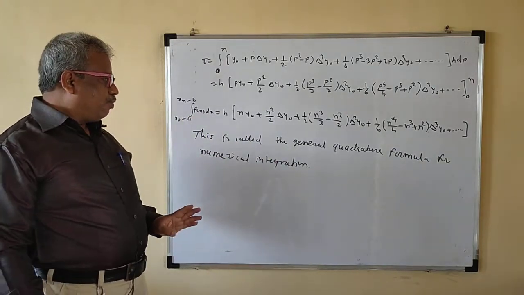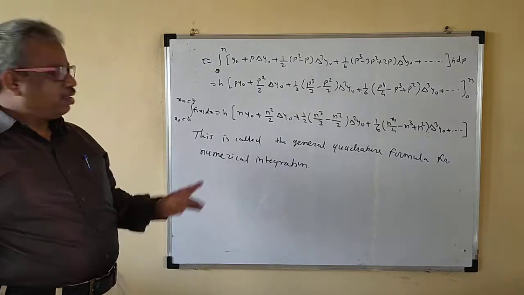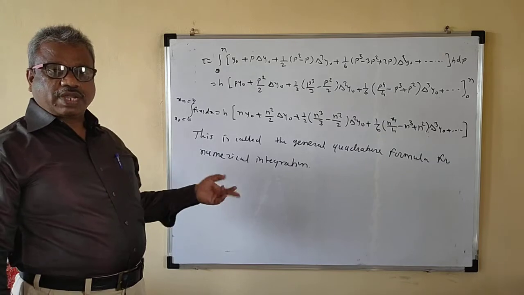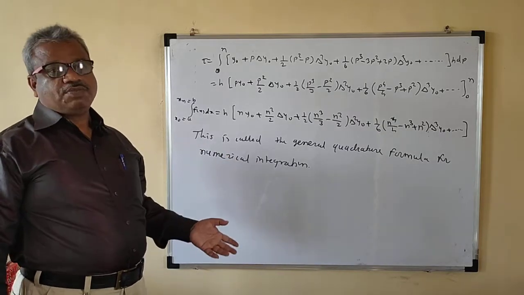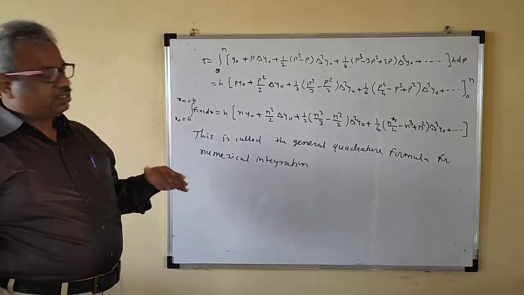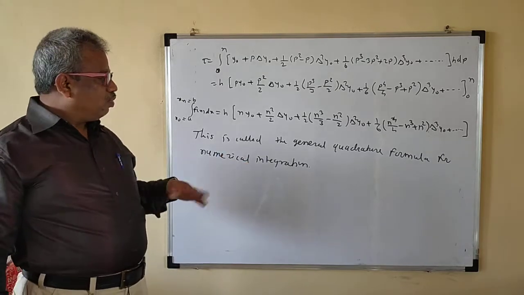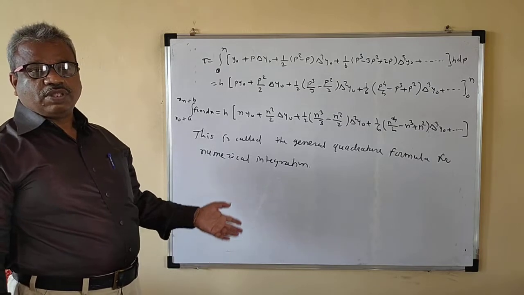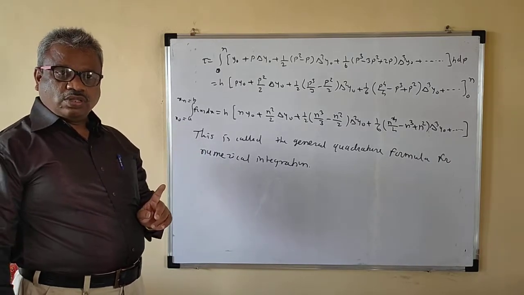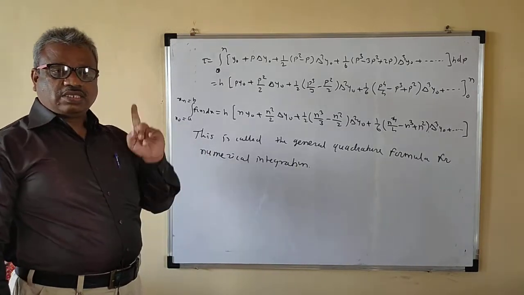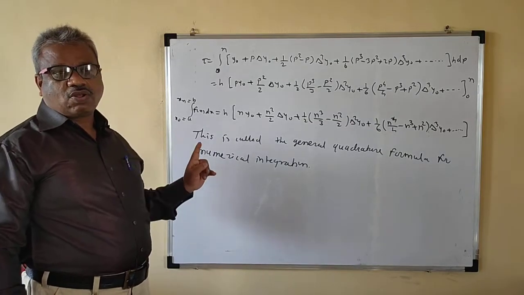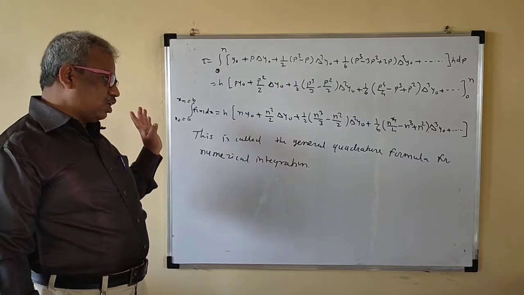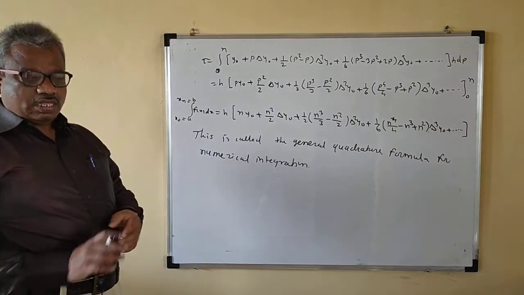Now if you put n is equal to 1, we will get the trapezoidal rule. If you put n is equal to 2, we will get Simpson's one-third rule for numerical integration, and if you put n is equal to 3, we will get Simpson's three-eighth rule. In the next session, we will obtain the trapezoidal rule, Simpson's one-third rule and Simpson's three-eighth rule with the help of the general quadrature formula. That we will do in the next session.